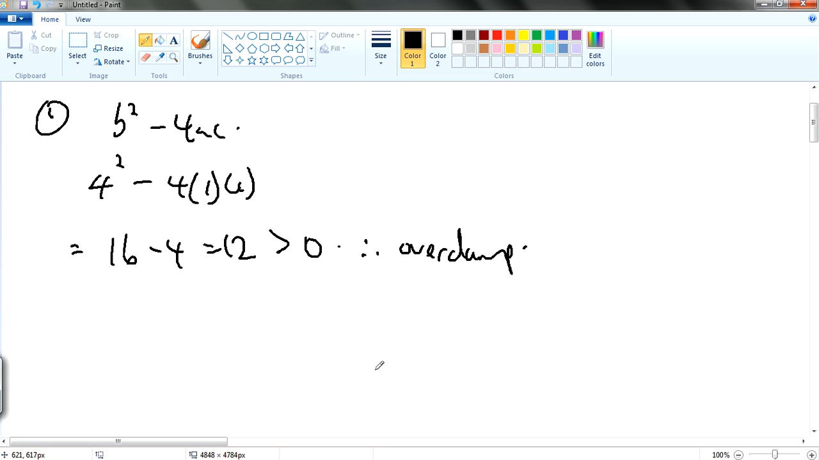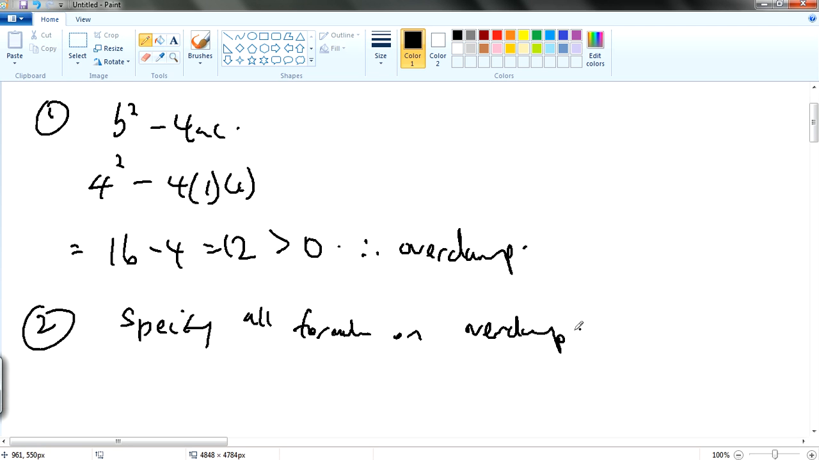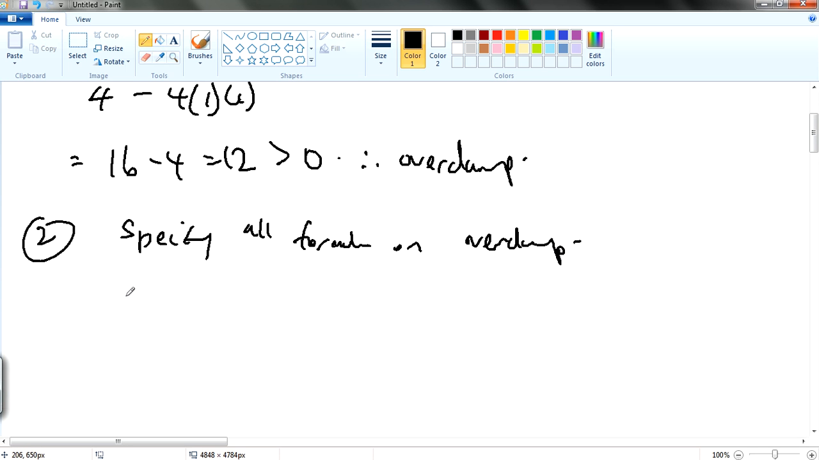Okay, so once you know it's overdamped, then what do you do? You can specify all formulas on overdamped, and then the complementary solution. Okay, so let's take a look at the complementary solution.